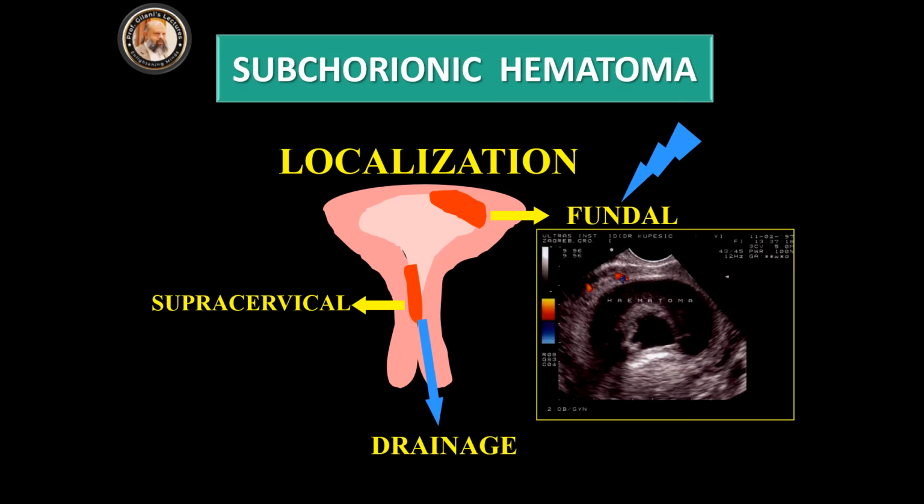The subchorionic hematoma can be fundal or it can be supracervical. If it is supracervical, it will easily be drained, whereas if it is fundal, it can cause more problems. Here you can see a fundal one, a large hematoma which can push the gestational sac, which can result in miscarriage.